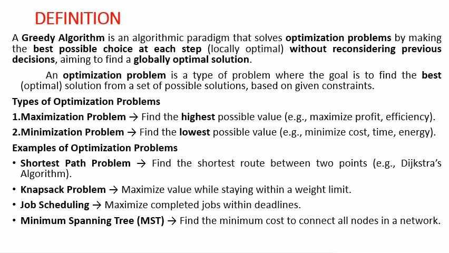So what are the various examples of optimization problems? Here you can see the shortest path problem, where our aim is to find the shortest route between two given vertices or two given nodes. Here the most famous algorithm for that is Dijkstra's routing algorithm.